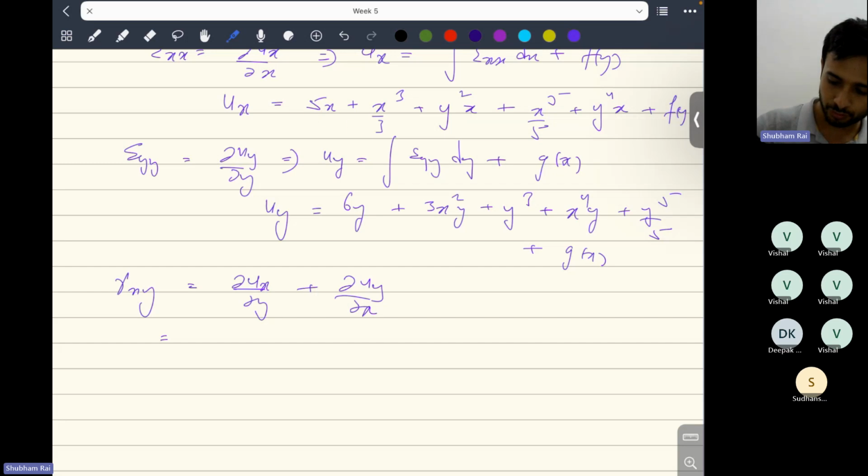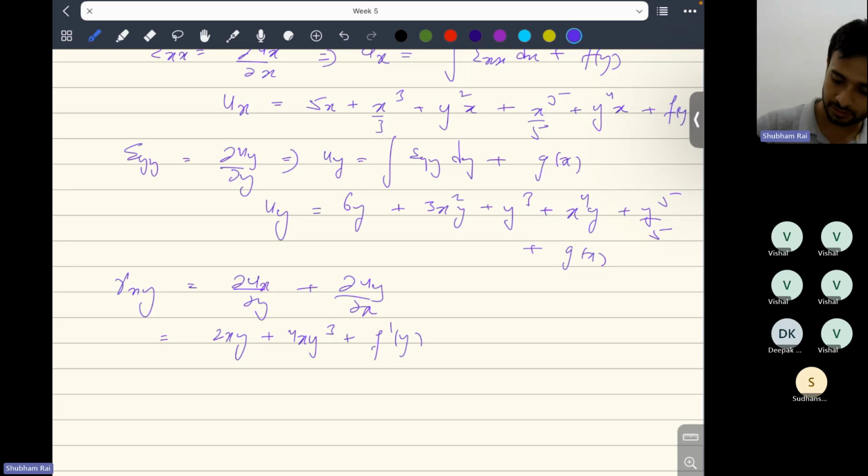So this term will go to 0, this will also go to 0, so here you will get 2yx. This will also go to 0, here you will get 4y cube x plus f prime y. So you will get 2xy plus 4xy cube plus f prime y.